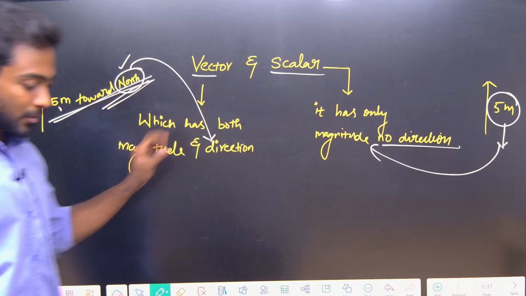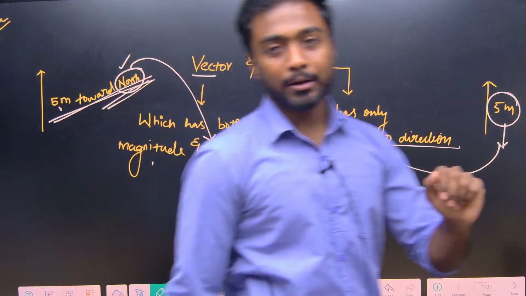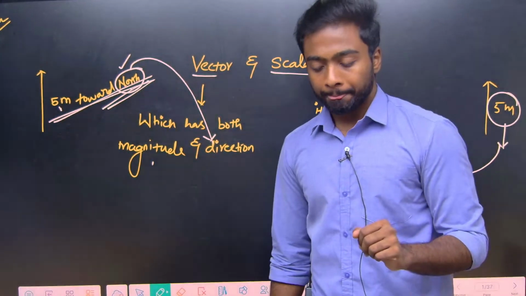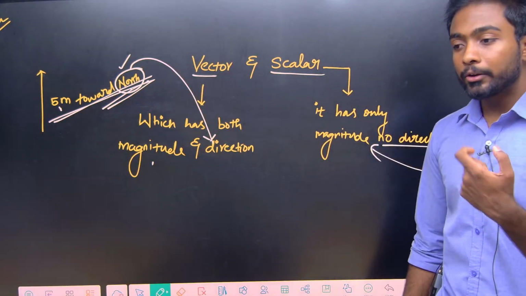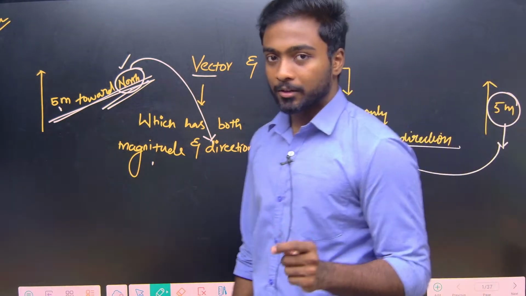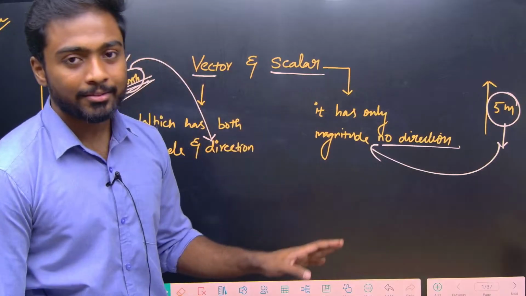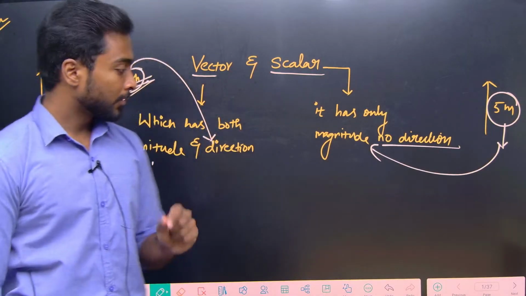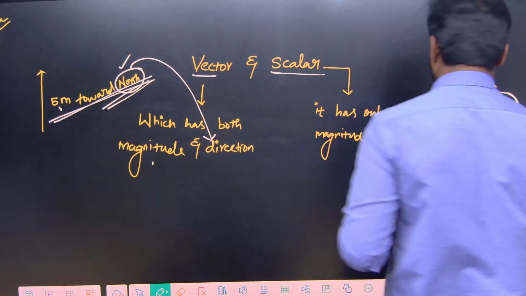This is the major difference between the vector quantity and the scalar quantity, and how we are going to use this in the chapters which we are going to talk about in class 11th as well as class 12th. Okay, we'll go into the topic now.